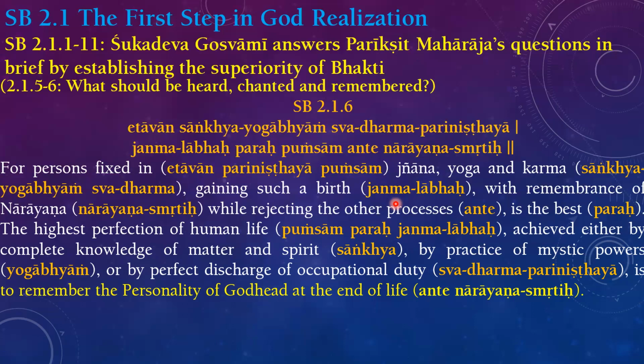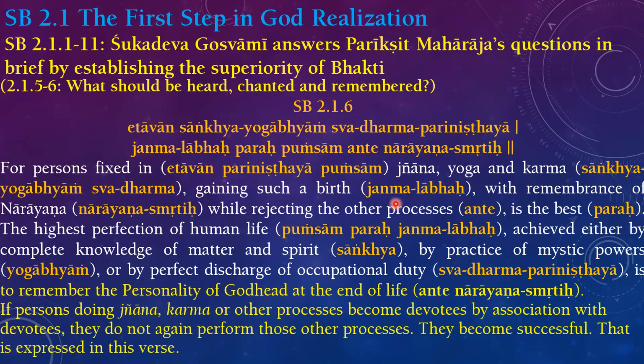So now it is said that the highest perfection of human life, achieved either by complete knowledge of matter and spirit, by practicing mystic powers, or by perfect discharge of occupational duty, is to remember the personality of God at the end of life. Ante Narayana Smriti. If persons doing jnana yoga or karma yoga or other processes become devotees by association with devotees, they do not again perform those other processes. They become successful. That is expressed in this verse.